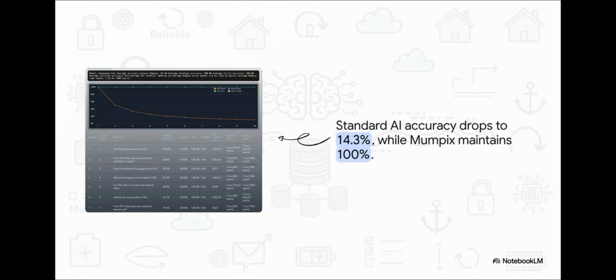Just take a look at that benchmark. The orange line, that's your standard AI agent. And its accuracy just drops off a cliff after only a few sessions. We're talking all the way down to a miserable 14.3%. Meanwhile, the green line, that's Mumpix, is just locked in at a perfect 100%. It just doesn't forget. This is AI amnesia, right there on a chart.